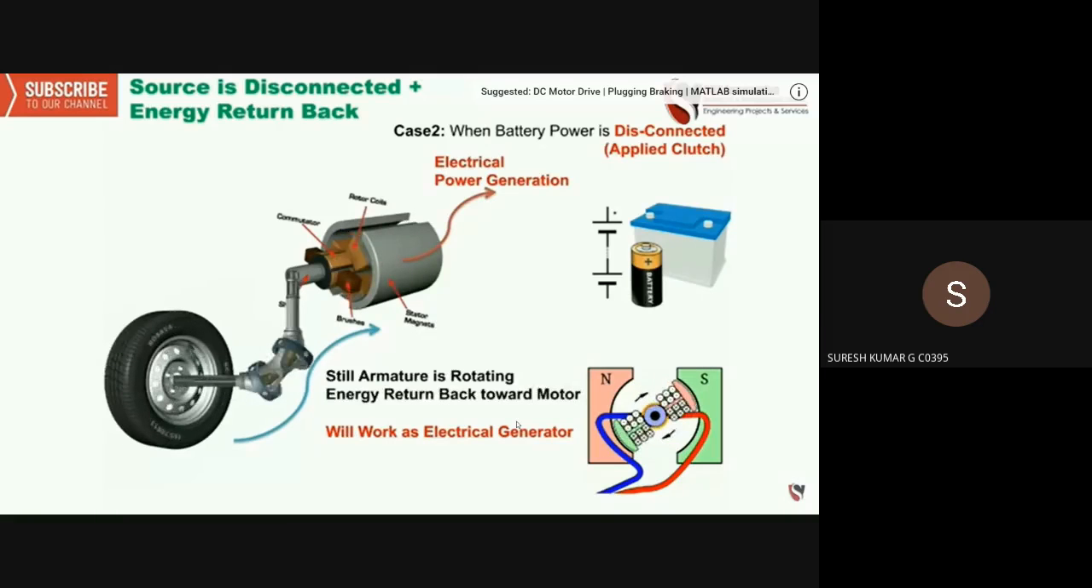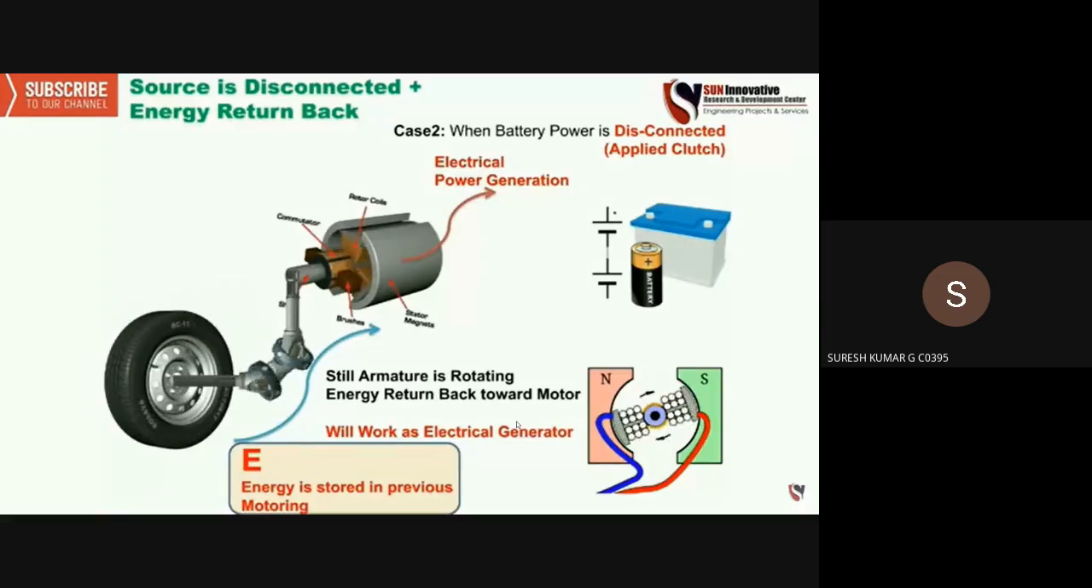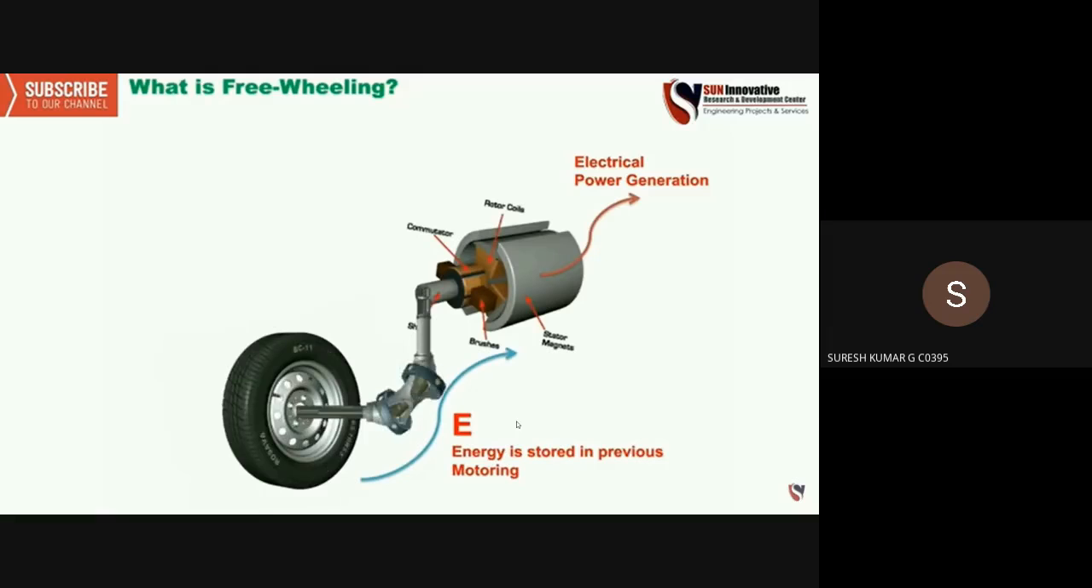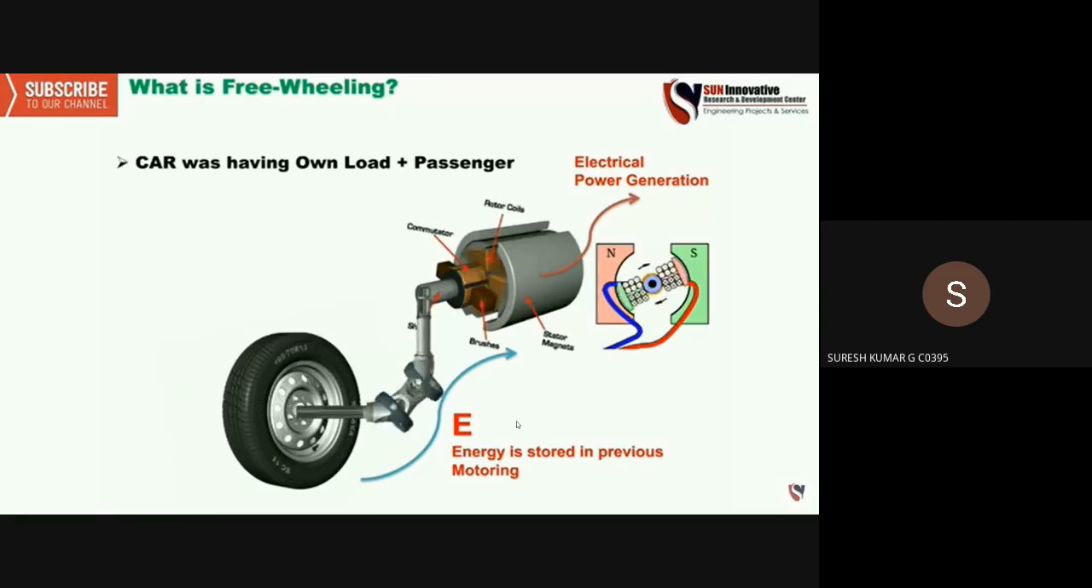So the armature is still running because the energy is returned back over to the motor from the energy E stored in the previous motoring mode. So now what is freewheeling? This is the case from before, that the motor was rotated due to the on load, and the motor acts as a generator due to the reverse power flow through the weight. So the car having its own energy plus passenger gravity, that is called freewheeling.